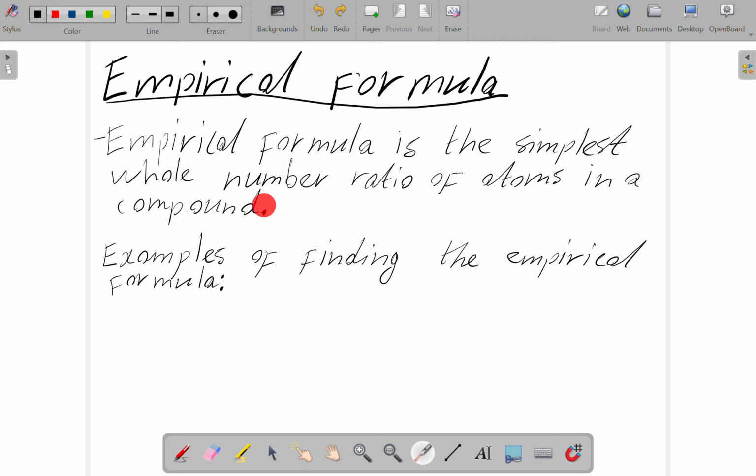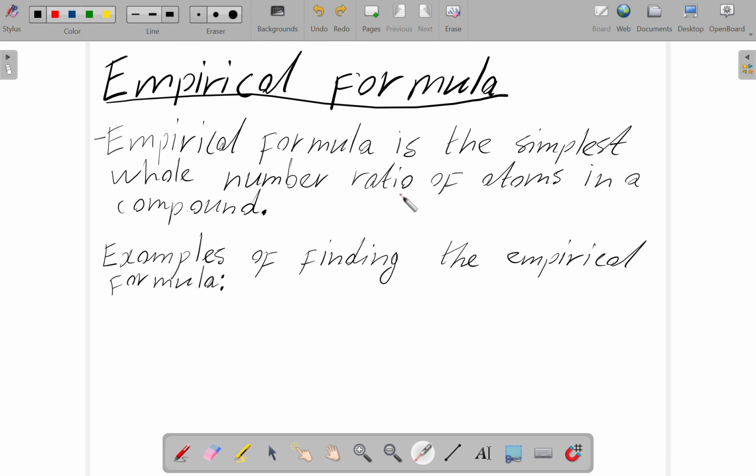So empirical formula, guys, doesn't necessarily show us the number of atoms found in that compound, but what it does instead is show us the ratio, as the definition indicates. It is what? The whole number ratio. It doesn't say that it is the formula that shows you the number of atoms in a compound. Okay, it only shows you the ratio. That is the definition of empirical formula.